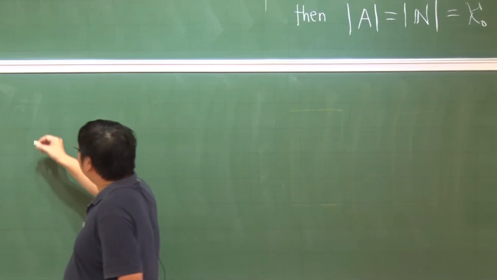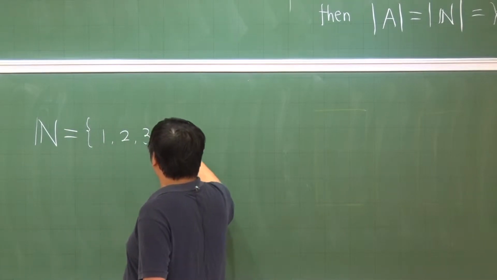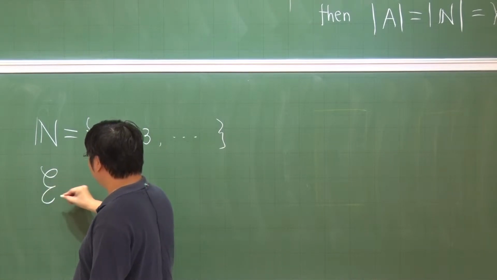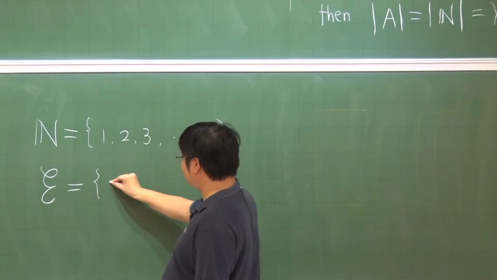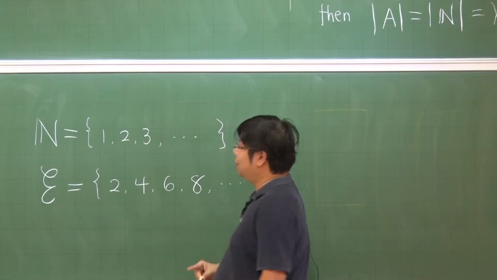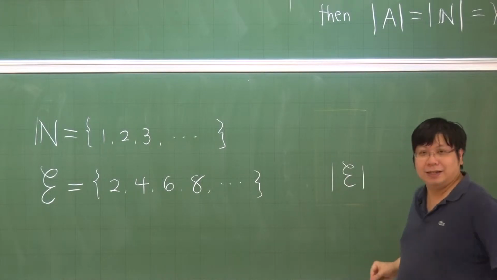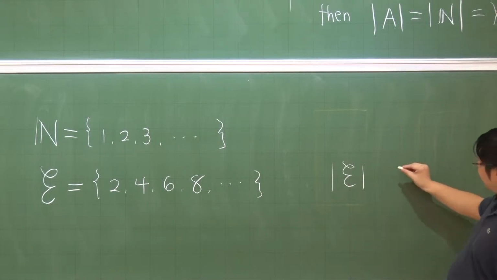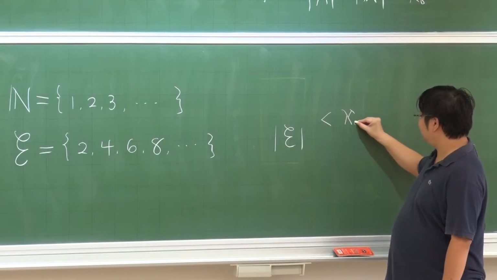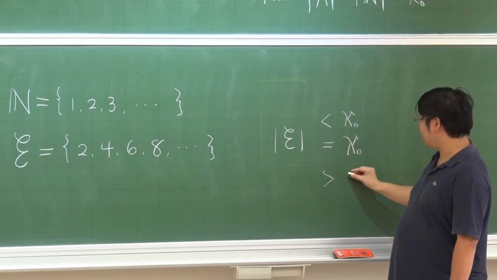Okay, so natural numbers. You start from 1, 2, 3, ... Okay, and then for even numbers, let me give it a name. Let's call it E. So the even numbers, you have 2, 4, 6, 8, and so on. Okay, this is what I want to ask. What is the cardinality of E? Will it be smaller than this Aleph 0, equal to this Aleph 0, or larger than this Aleph 0?